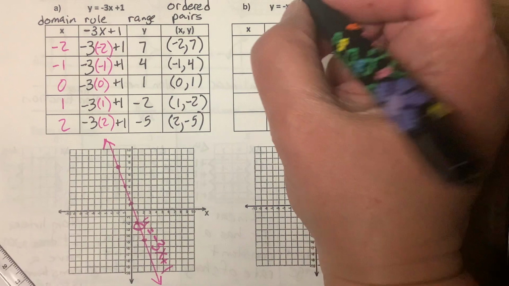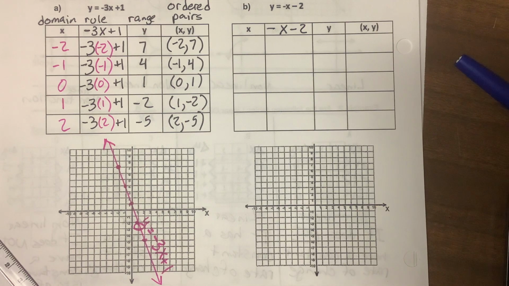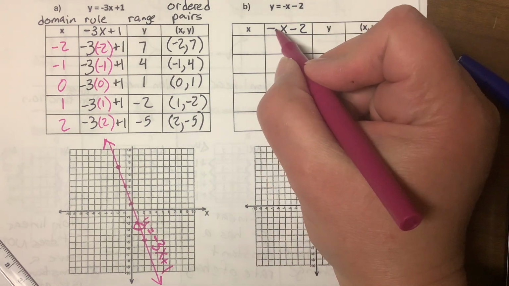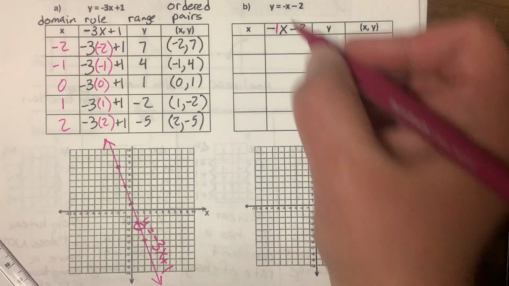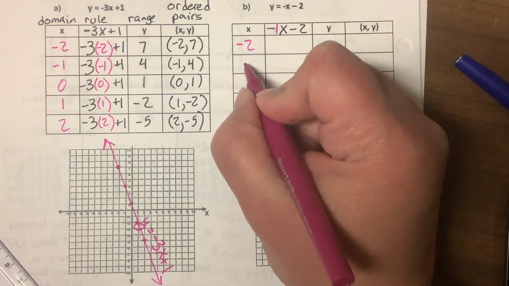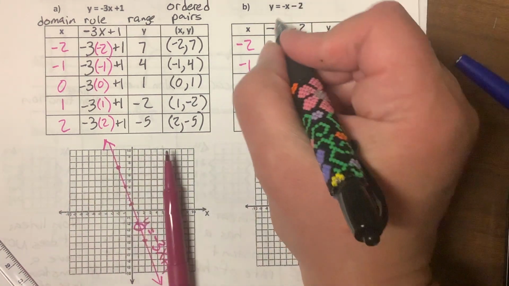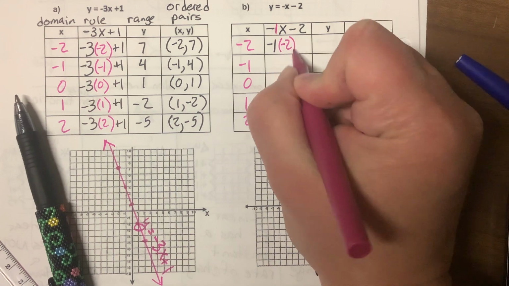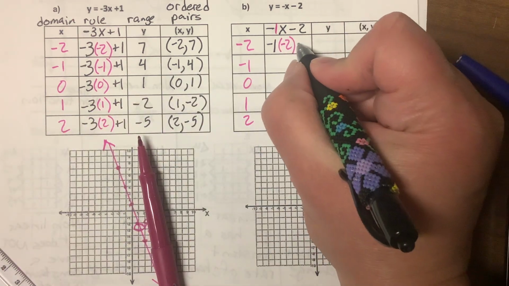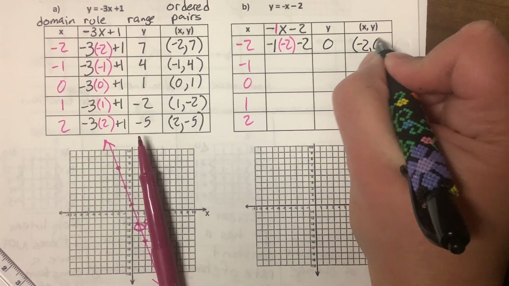All right. My rule for over here is negative x minus 2. But in between this negative and x is really a 1. So what I'm doing is multiplying negative 1 times my x values. Let me pick some x values here. Same ones as before: negative 2, negative 1, 0, 1, 2. But now it's going to be negative 1 times negative 2, which is positive 2. 2 minus 2 is 0. So my first point is going to be negative 2, 0.